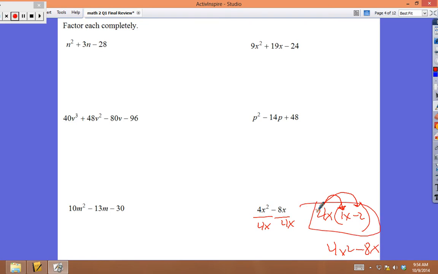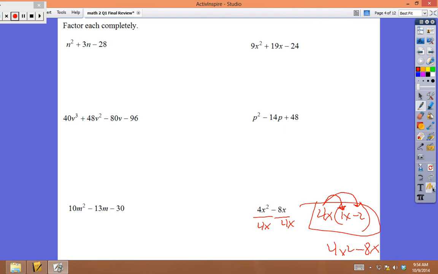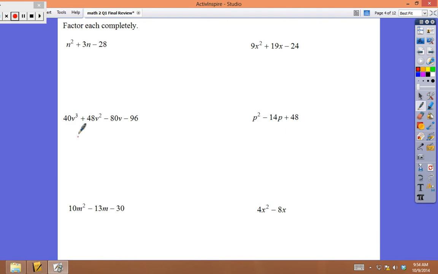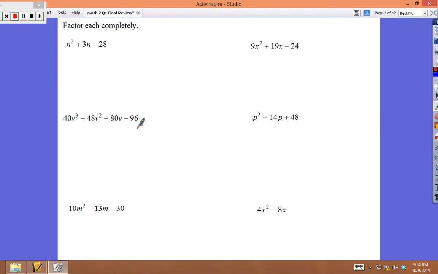Okay, now let's do the grouping. Let's do this one right here. If you've got 4 terms, we're going to group them together into 2 mini problems. And usually you're going to group either the first with the second or the first with the third.